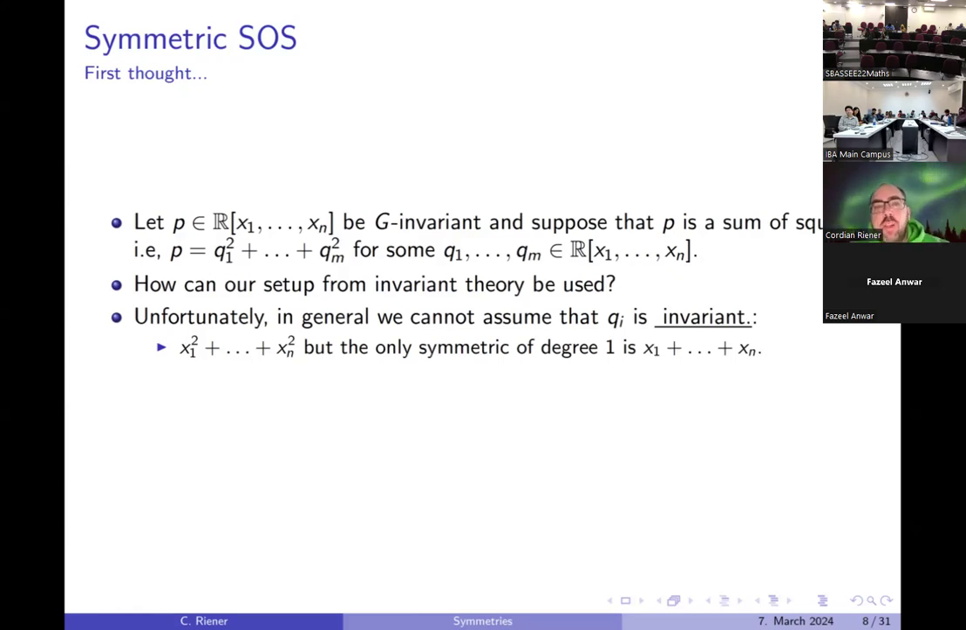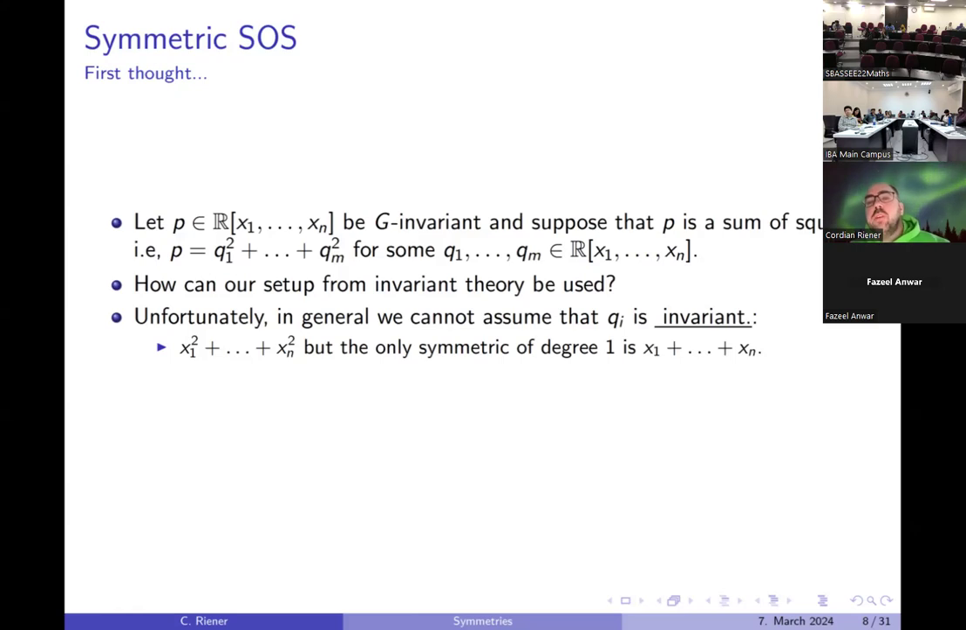One easy example, I look at this polynomial x1 squared plus x2 squared and so on to xn squared. This is a symmetric polynomial. It is obviously a sum of squares. All the summands now are squares. The summands are not symmetric, of course, but you might still wonder if there is maybe a symmetric polynomial that when I square it gives my polynomial x1 squared plus x2 squared and so on.